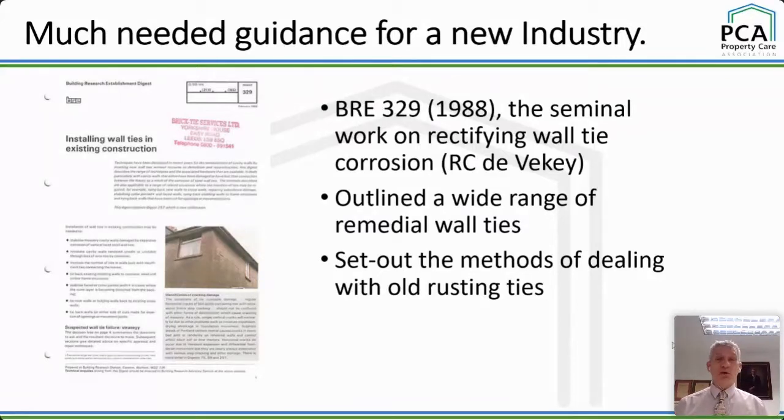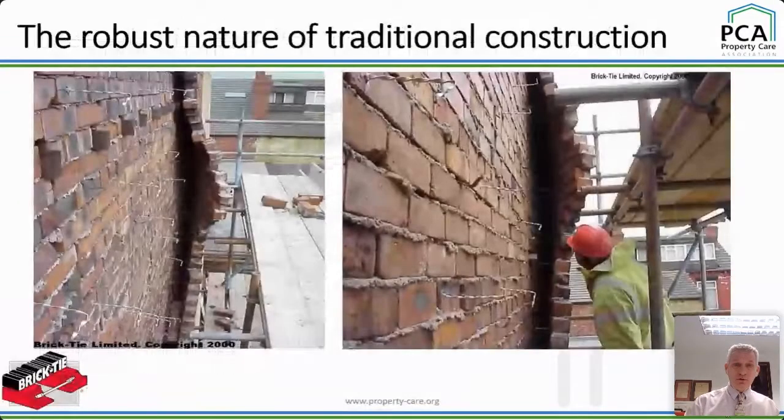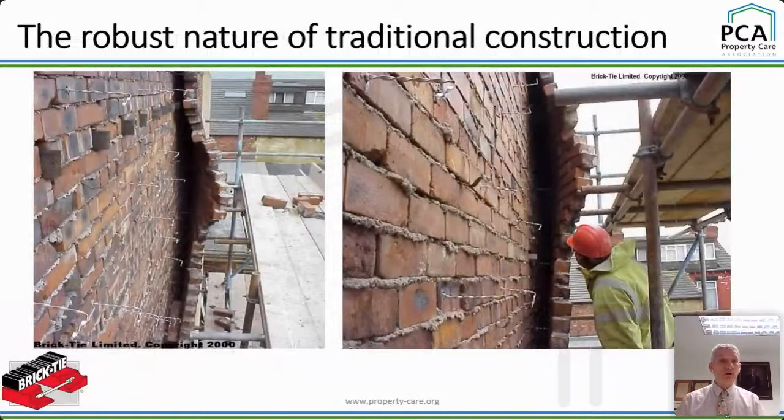I've even been on jobs where a particular local authority wanted us to take bricks out and physically burn the tie off at the face of the inner leaf with a blowtorch, you know, with acetylene. So there have been all sorts of other things. That's not mentioned, by the way, and it wasn't in BRE 329. So I'll just move on a little bit, and we'll show you why wall tie corrosion is important.